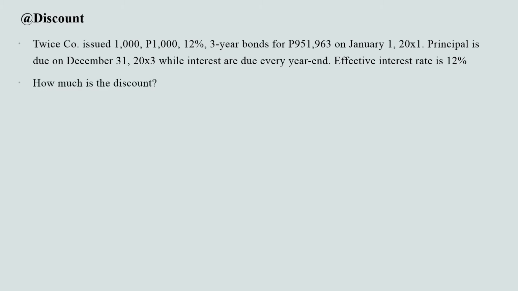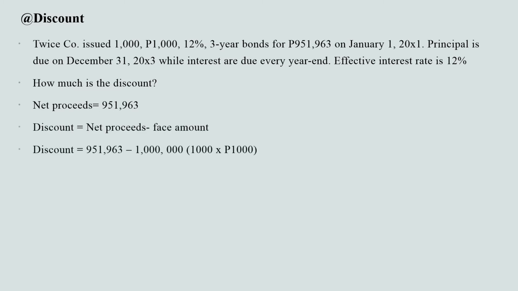How much is the discount? We compute discount, net proceeds minus face amount, 951,963 minus 1 million is equals to 48,037. Yun yung discount. So, how do we record? Debit cash, debit discount on bonds payable, and credit bonds payable, which is 1 million.